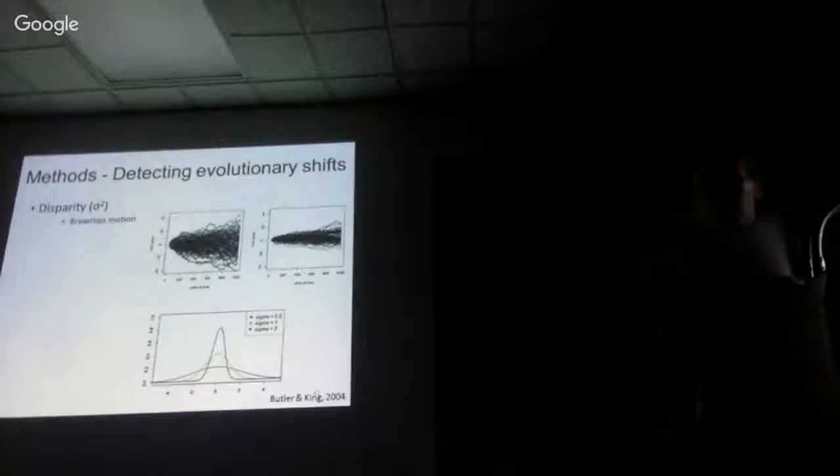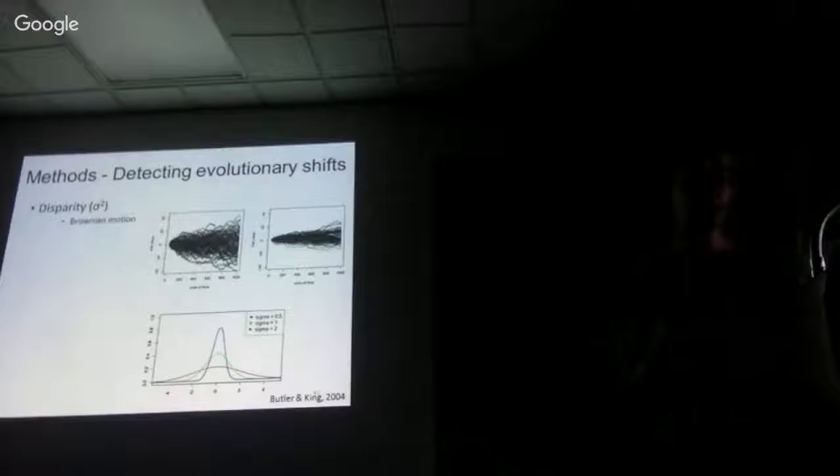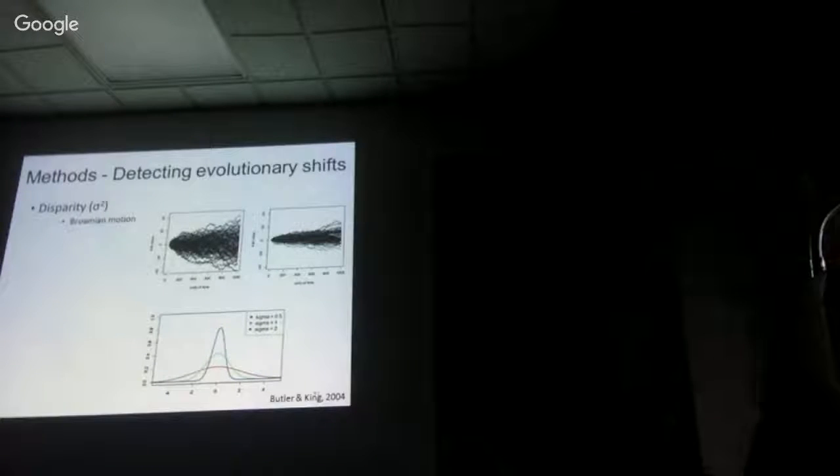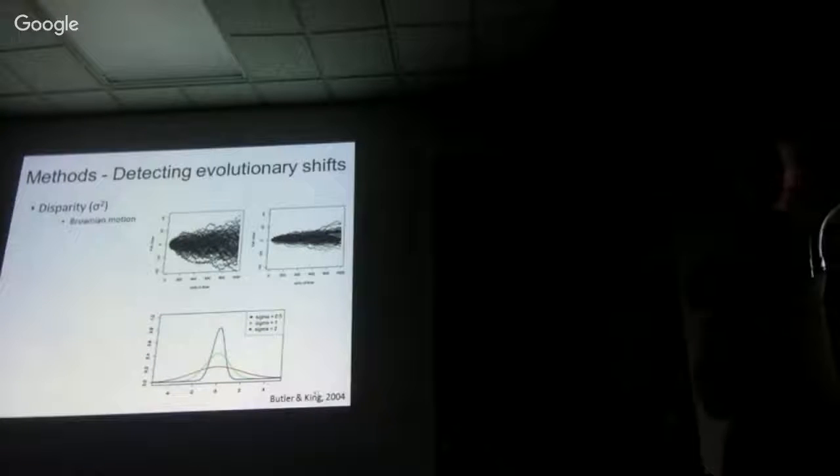Okay, methods. So in this section, I will start with a brief introduction of some key terms of just evolutionary modeling, and then walk you through the two main methods that I'm using for my dissertation. So firstly, most of my questions involve detecting evolutionary shifts, either in disparity or in morphotype. In order to test whether a shift in disparity has occurred between different clades, I will test whether the sigma squared value differs significantly between clades.